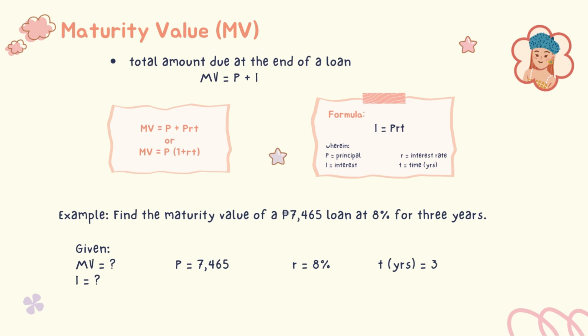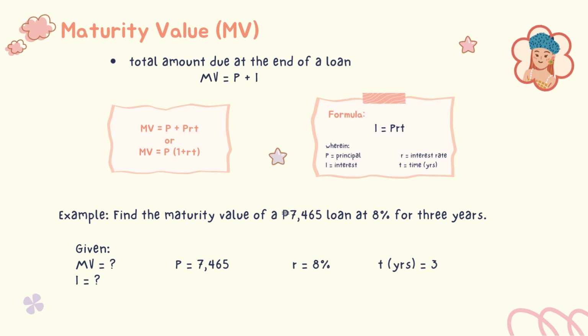Okay? So you just find which of the three ang mas komportable sa imo. So, pwede ka diri sa taas, unahon sa nimo pangita ang interest, or kaning P plus PRT, and lastly, P times 1 plus RT. Okay, so example. So, let's proceed to example.